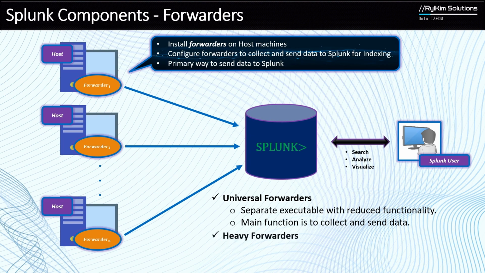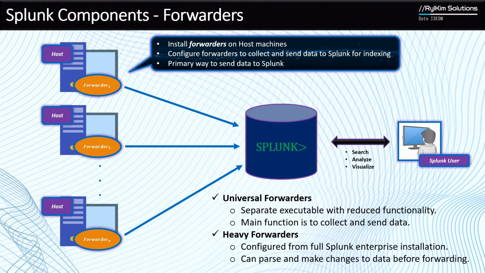The second one is what we call the heavy forwarder. Heavy forwarders are configured from a full Splunk Enterprise installation. So we saw in the previous slide that you can download a package of Splunk Enterprise and install that package on your machine. Now, if you wanted to have a heavy forwarder, then you configure this instance to become a heavy forwarder, which is different from the universal forwarder because that is a separate package. And then another important thing with heavy forwarders is that they can parse or make other changes to the data before forwarding the data out to Splunk for indexing.